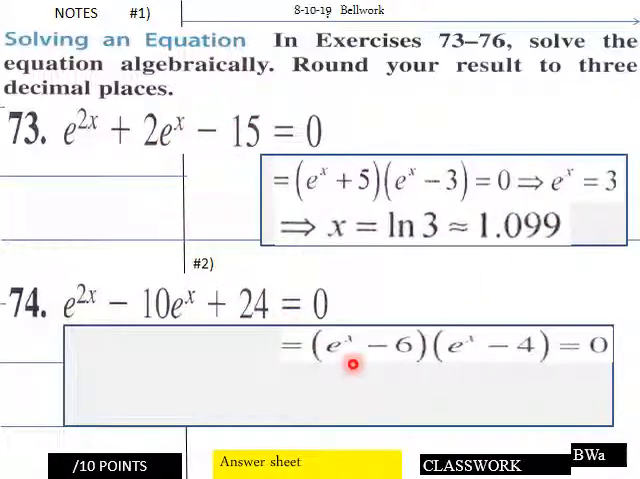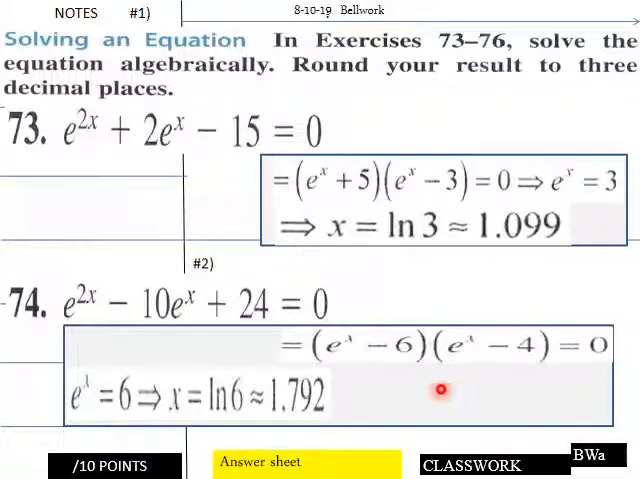And then down here, when we factor this, we get (e^x - 6)(e^x - 4) equals 0. So in this case, e^x can equal 6. When we solve for x, x equals natural log of 6, which equals 1.792. And then e^x can also equal 4, so x equals natural log of 4, which equals 1.386. So there are your solutions for today's bell work.